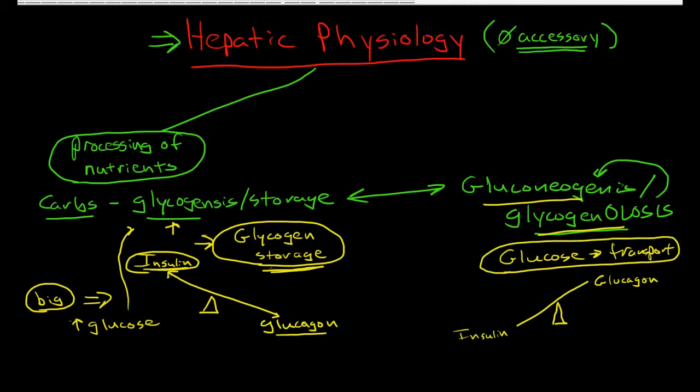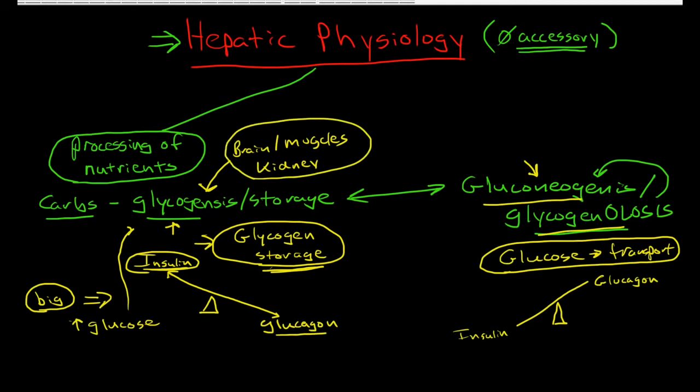Now, I just want to make the point here that the liver is not the only place in the body that can engage in glycogenesis or gluconeogenesis. This can also occur in the brain and the muscles and some other tissues as well. The kidney actually is a very important organ that's also involved. But the liver has a very significant function here.